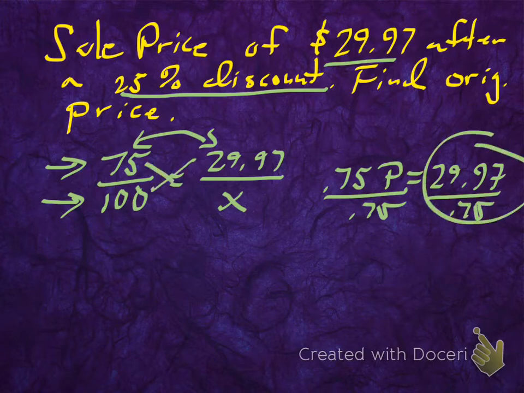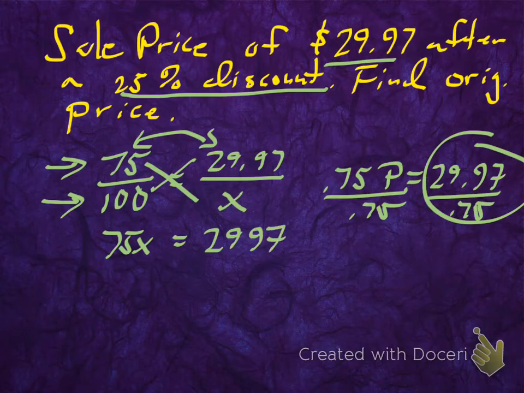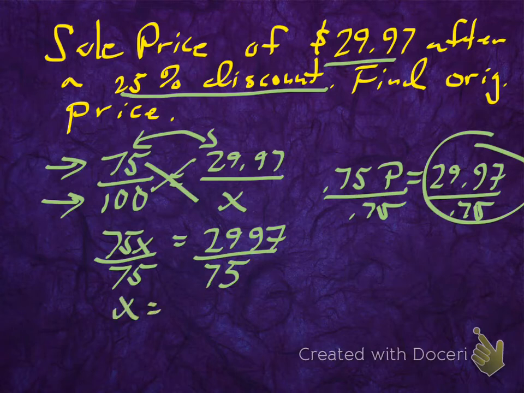If you don't have a calculator, you might be a little better off going ahead and cross multiplying. You get 75x. 100 times $29.97 is just going to move the decimal out to the right. Divide both sides by 75. And once again, just like we talked about the other day, I either can divide 2,997 by 75, or I can divide 29.97 by 75.